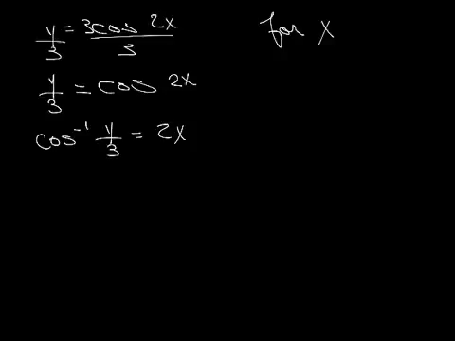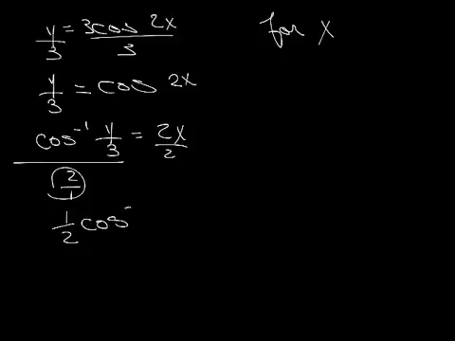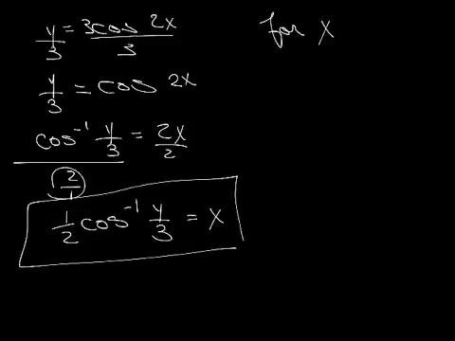Then we're going to divide by 2. Now we can divide since we don't have a cosine in front of it. Dividing by 2 is multiplying by 1/2, so we get 1/2 cosine to the negative 1 of y over 3 equals x. At this point we are done. We found out what x equals.